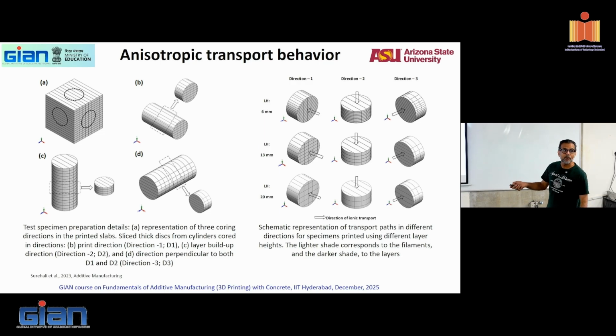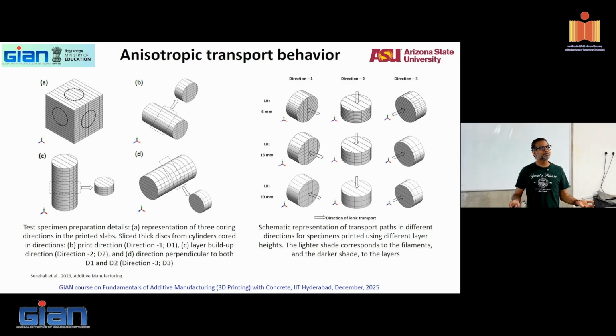Good. So very similar idea. We are going to do the same thing with layer heights: 6 mm, 13 mm, 20 mm. And what do you expect?